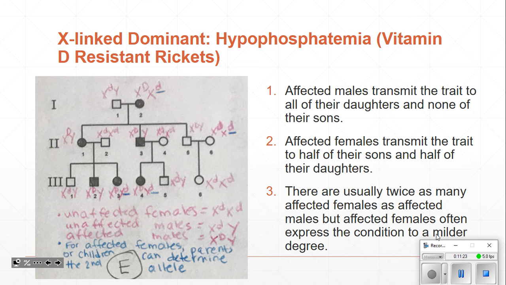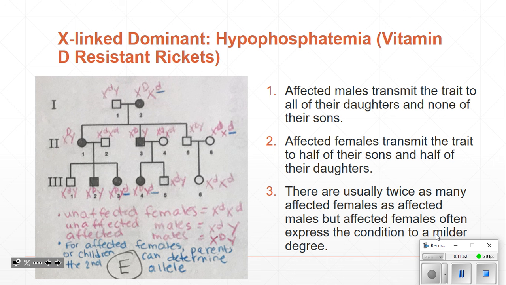So for example, in the case of grandma, she has 3 children. One of them is a son over here who doesn't have the condition. He had to get his X chromosome from her, so I know she had the recessive allele. If I look at these 2 children at the very bottom here, they both had a parent in each case who had to have passed the recessive allele on to them, and so that's how I know that they were heterozygous.